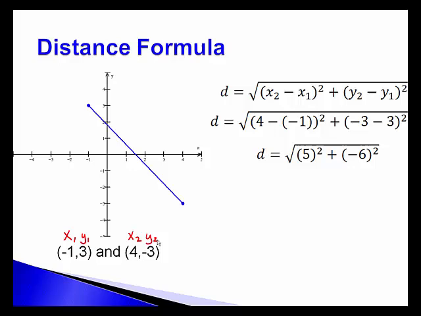The next line for that looks like this. D is equal to 4 minus a -1 becomes a 5, so it's 5 squared, plus -3 minus 3 is a -6, so we'll also square that. Our next line then is D is equal to the square root of 25 plus 36, which means D is equal to the square root of 61. This is not a perfect square, so the best thing we could do at this point would be to approximate our answer using the calculator. Notice that when we write it, we use the sign for approximate, since 7.81 is a rounded number.